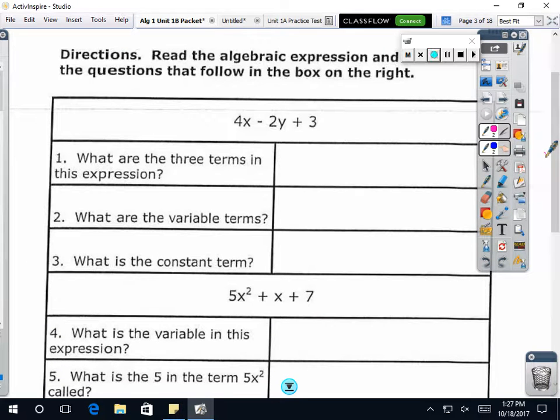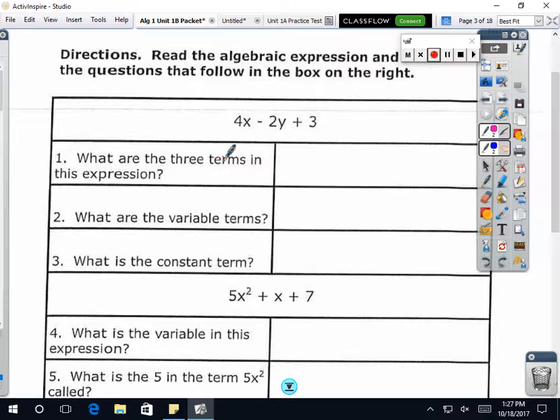All right, pay attention. Read the algebraic expression and answer the questions that follow in the box on the right. This time the expression is 4x minus 2y plus 3. What are the 3 terms in the expression?